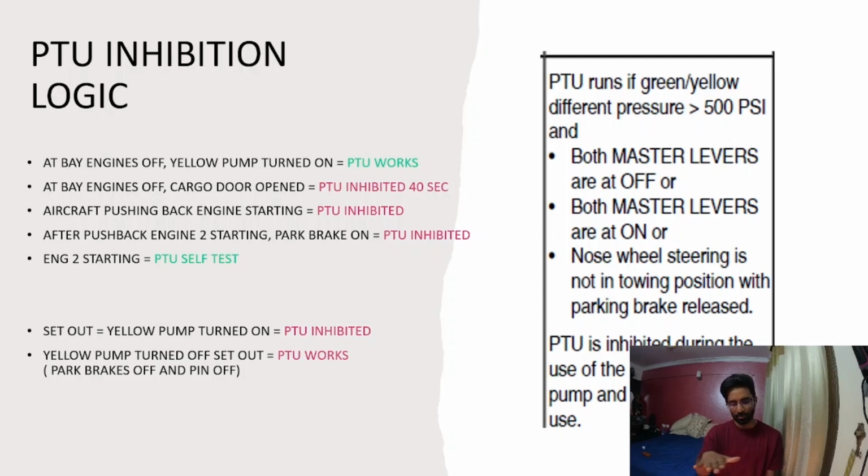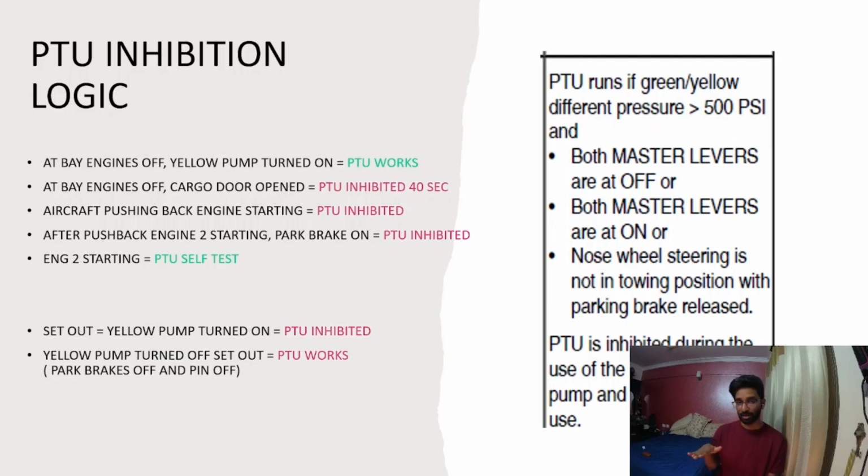Ideally, in the case when you're pushing back and starting only one engine, your PTU is inhibited. Why? Nose wheel steering is in the towing position. Parking brakes are released, but nose wheel steering is in towing position. So PTU is inhibited when your first engine is starting on pushback.